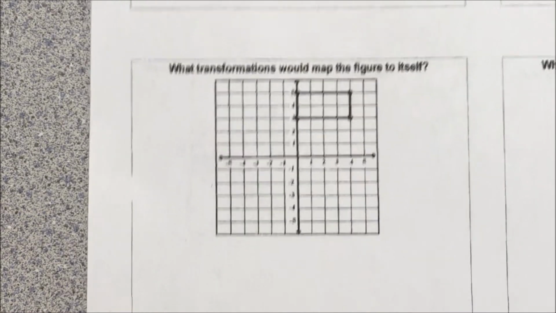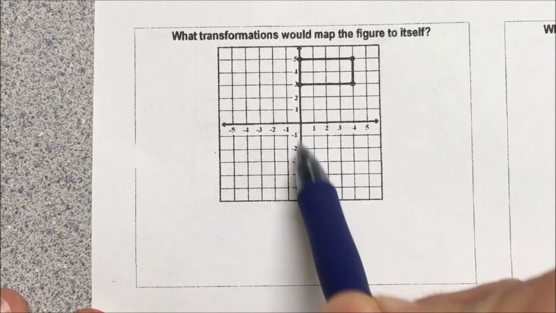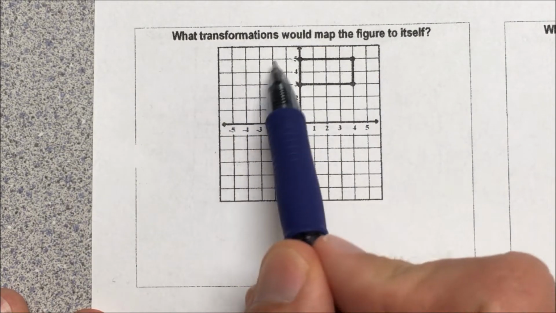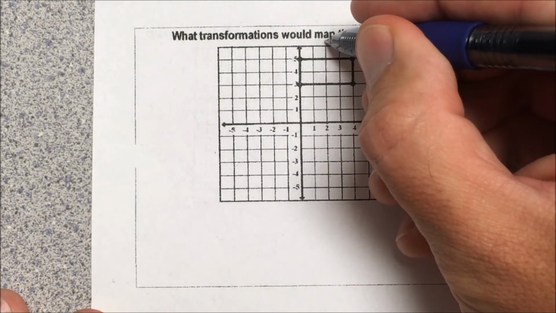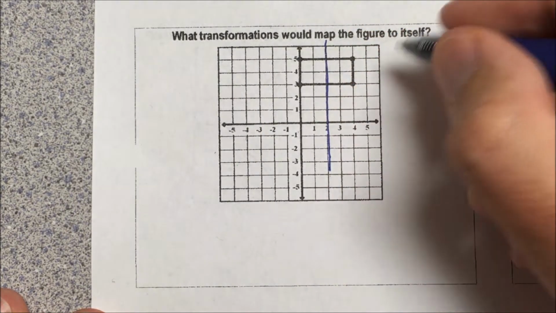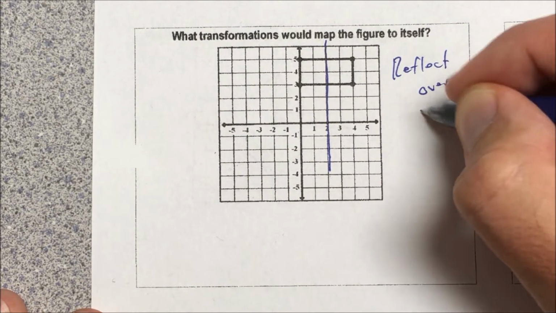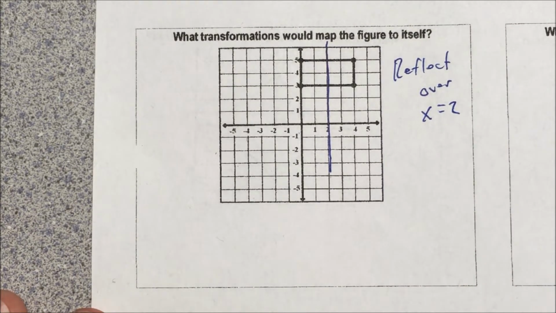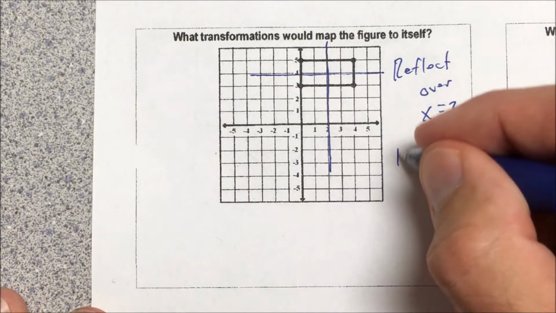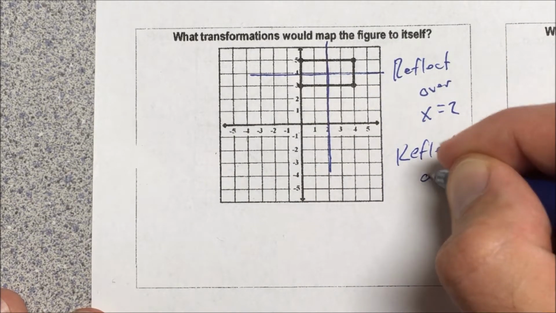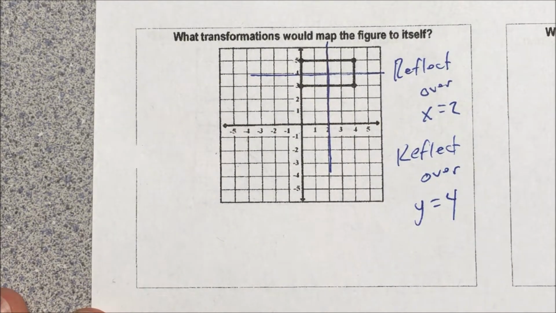Let's slide down and look at this one. Let's try to map this rectangle to itself. This one isn't going to be on an axis. If I were to reflect it on the y-axis, the rectangle would be over here, and it would look the same, but it wouldn't be in the same spot. I could reflect this thing over this line right here, and that line is x equals 2. I could also reflect it over this line, and it would look exactly the same and be in the same spot. That would be reflect over y equals 4. Okay?